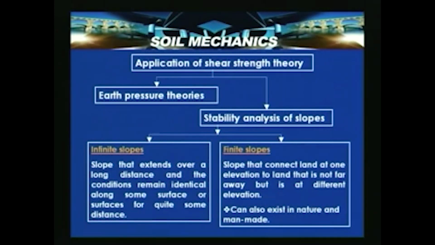railway cutting or so. So, in this slide what we learnt is that the shear strength theory can be applied to earth pressure theories and stability analysis of slopes. And we said that predominantly there will be two slopes, infinite slopes and finite slopes. Infinite slopes we define as a slope that extends over a long distance and conditions remain identical along some surface or surfaces for quite some distance. Similarly, finite slopes, the slope that connects the land at one elevation to land that is not far away, but is at a different elevation. This can also exist in nature and be man-made.